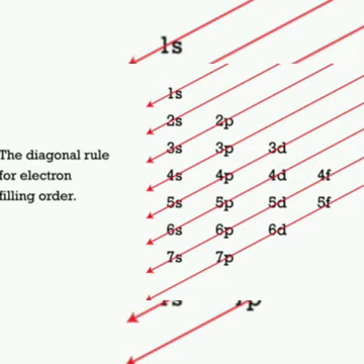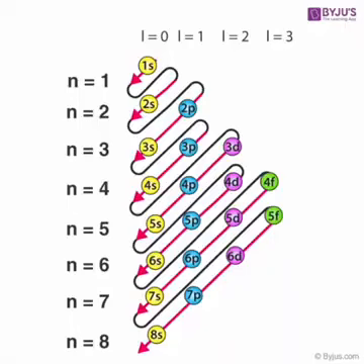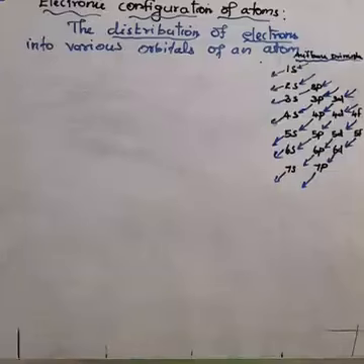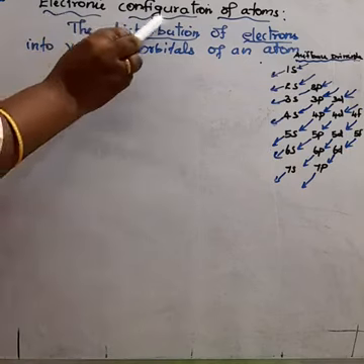Today we are going to study the electronic configuration of atoms. How can you write the electronic configuration of different elements according to the Aufbau principle? Today we are going to discuss electronic configuration of atoms. What do you mean by electronic configuration?